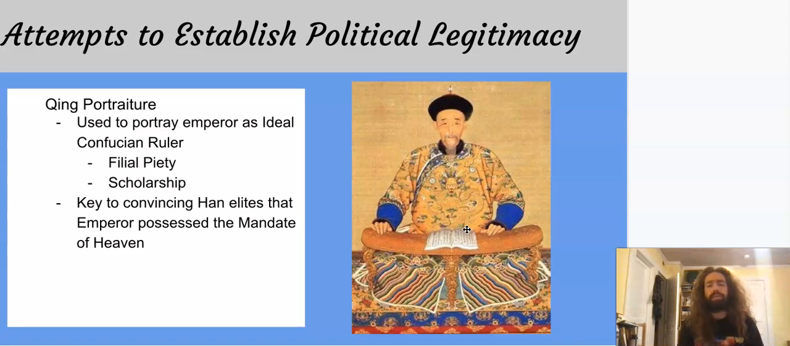And these portraits would be produced all over the place and sent everywhere, and there'd be pictures of the emperors hanging up all over the place. And this means that the Han elite would see pictures of their emperor, and the idea was that it would help to convince them that the new dynasty did indeed have the mandate of heaven.